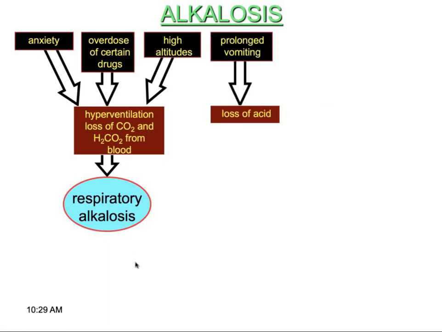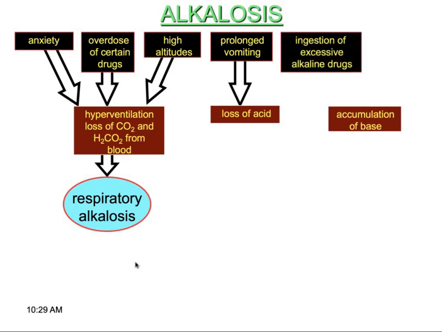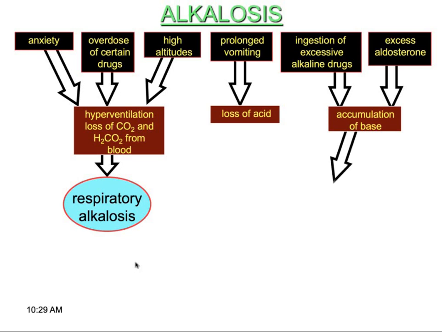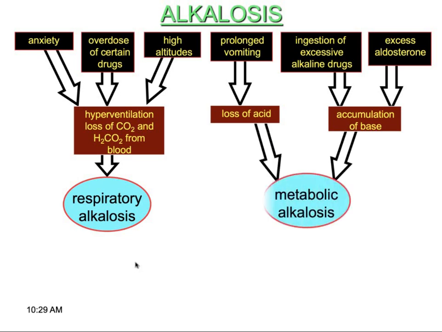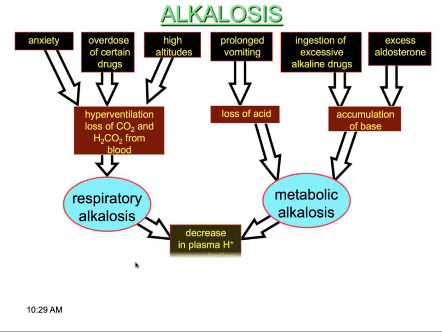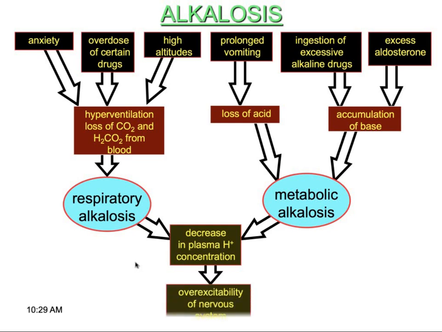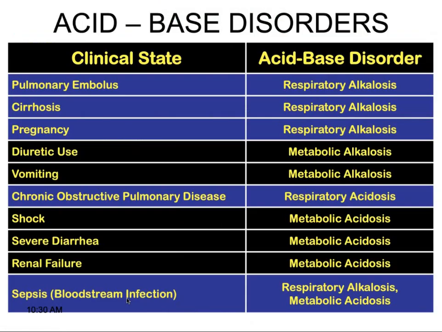The cause for loss of acid is prolonged vomiting. And the causes of accumulation of base will be ingestion of alkaline drugs and excess aldosterone, leading to metabolic alkalosis, right? So prolonged vomiting will lead to alkalosis through loss of acid, right? And either it is respiratory or metabolic, alkalosis can cause overexcitability of the nervous system.